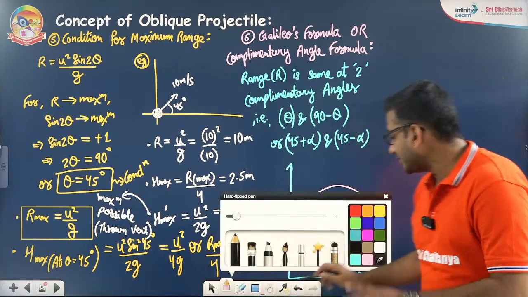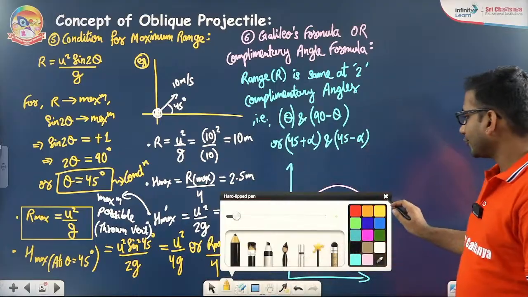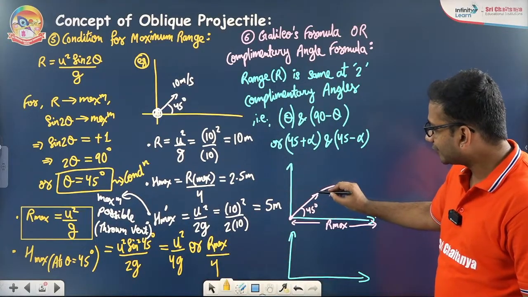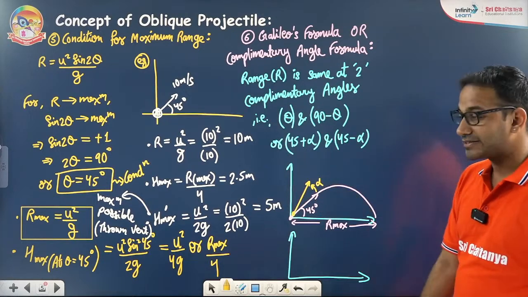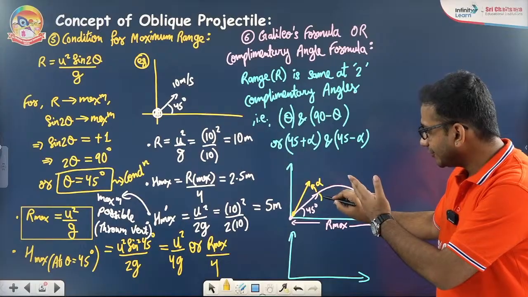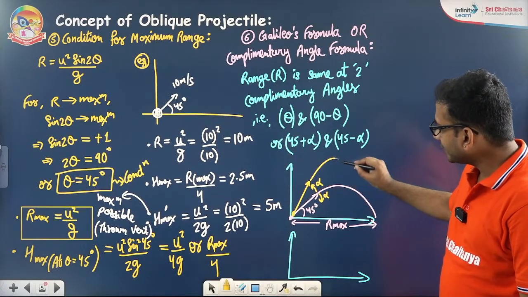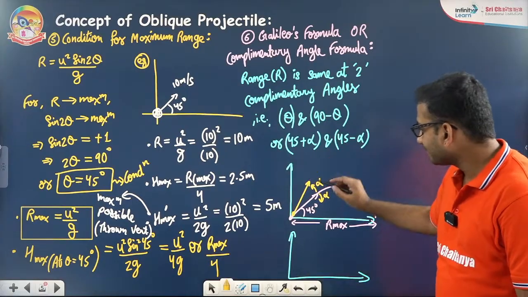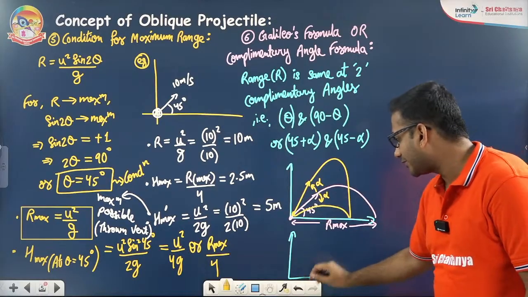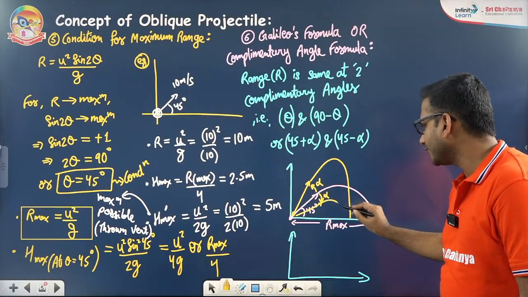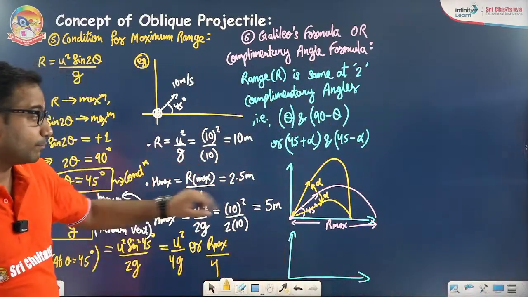But if you take the angle 45 plus alpha or 45 minus alpha, see what will happen. At 45 plus alpha, this is already 45. If you rotate alpha again here, this total angle is 45 plus alpha. And if it is 45 and you rotate alpha the other way, this angle will be 45 minus alpha. So where the particle lands at 45 plus alpha, at 45 minus alpha also the particle will land there only. The range will be the same for both.